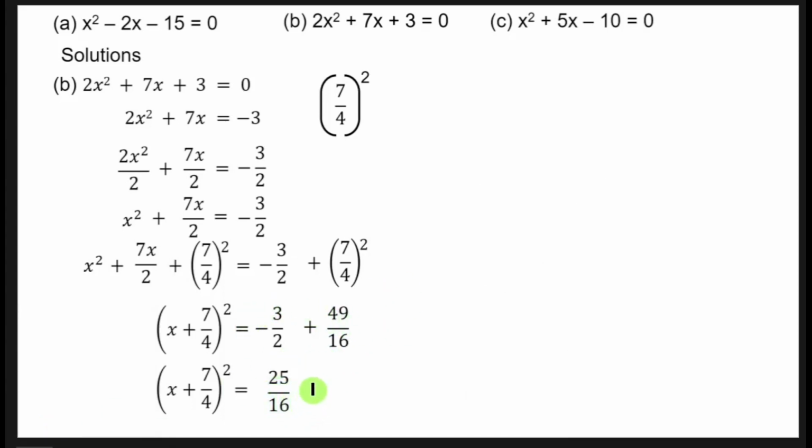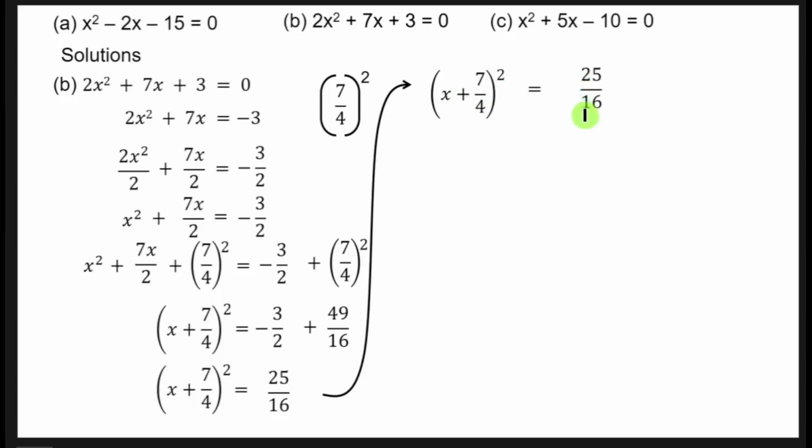The next, because of space, let's move here. What we are going to do is get the same one, this one to power 2 is equal to 25 over 16. Now we need to get rid of this square. So to get rid of this square, we square root this side. The moment we square root this side of the equal sign, according to mathematics, we must also square root the right side.